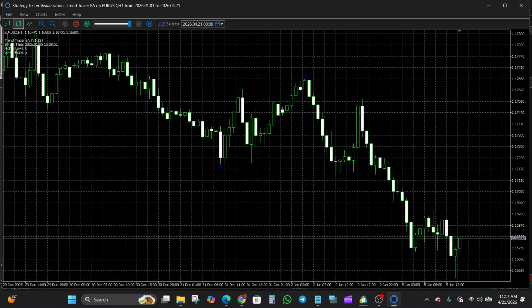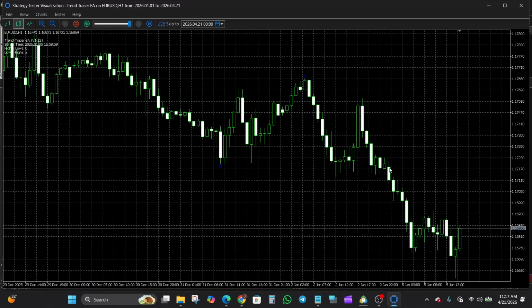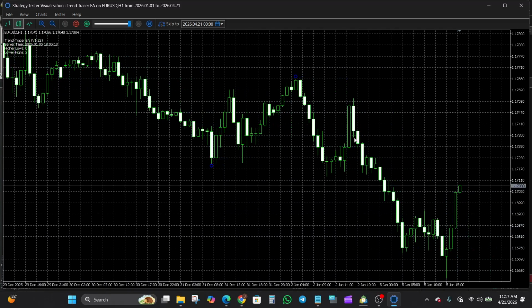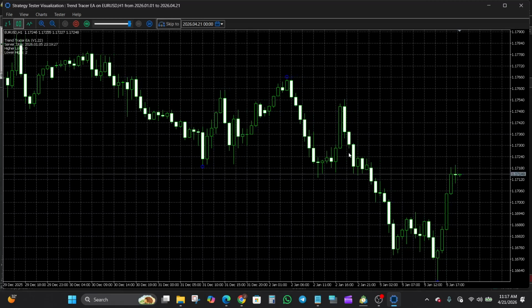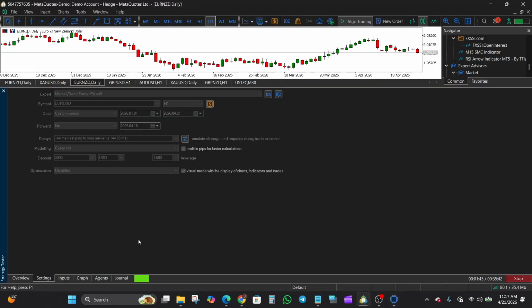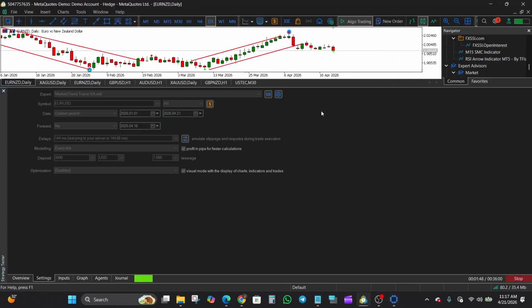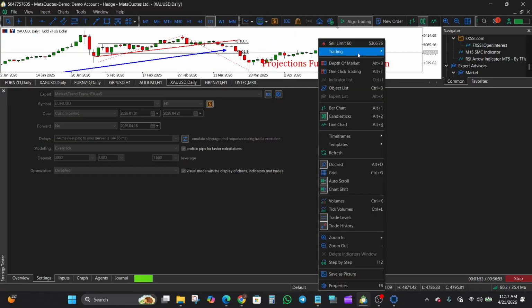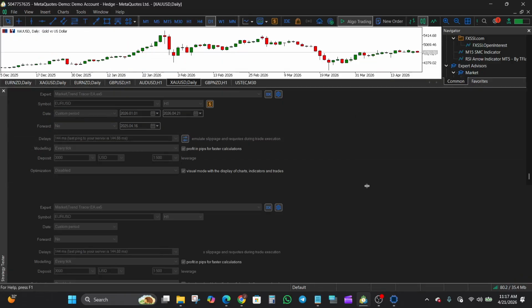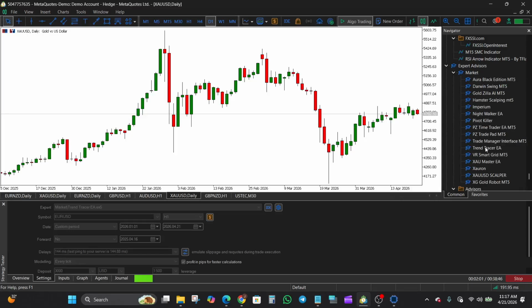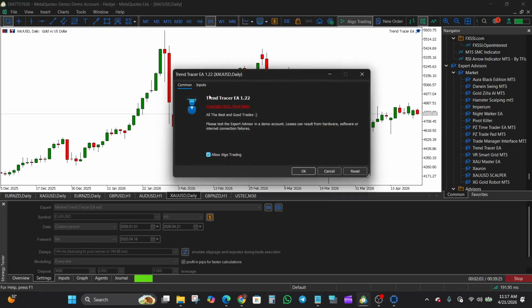So let's just allow the test to run for a while more. Or I'm just going to skip to the end, so that we can see how it performed over the past few months. And then while waiting for the results, let's also head over to our chart. And since it's a free EA, let's just add the EA directly to the chart and see if there is anything interesting for us.